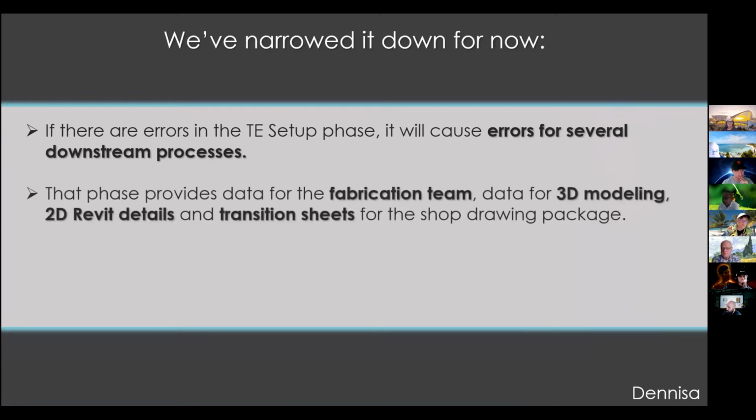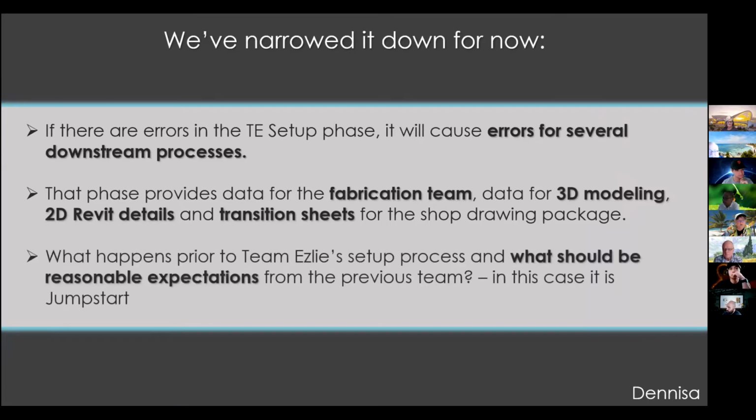If there are errors in the takeoff Esley setup phase, it will cause errors for several downstream processes. That phase provides data for the fabrication team, data for the 3D modeling team, and the 2D Revit details, and the transition sheets for the shop drawing packages. What happens prior to Team Esley setup process, and what should be reasonable expectations from the previous team? In this case, is Jumpstart.